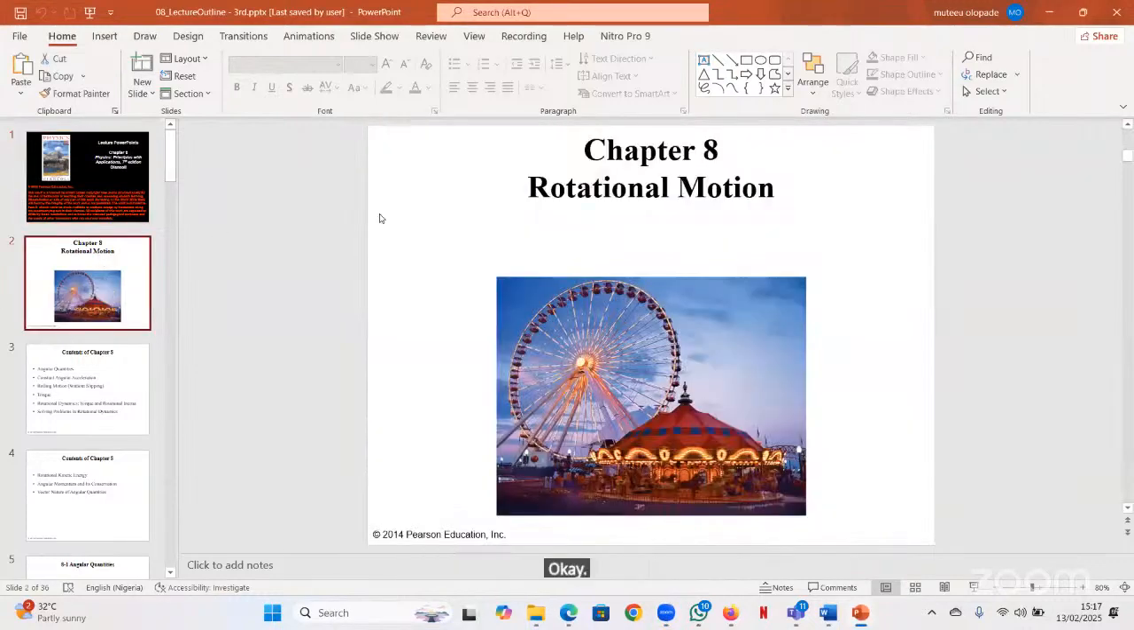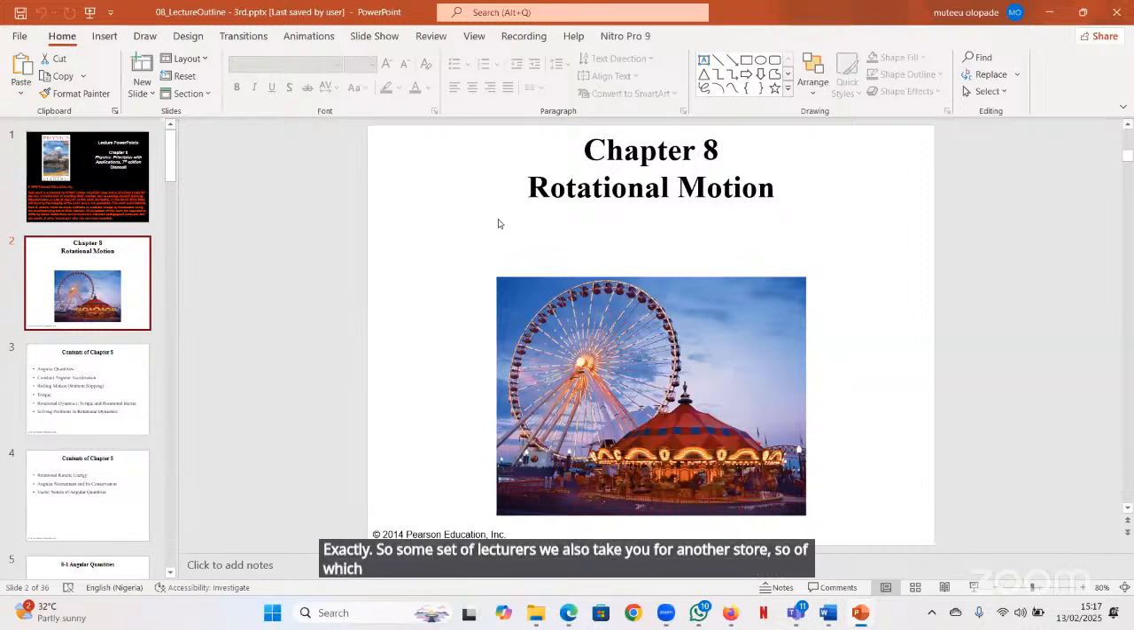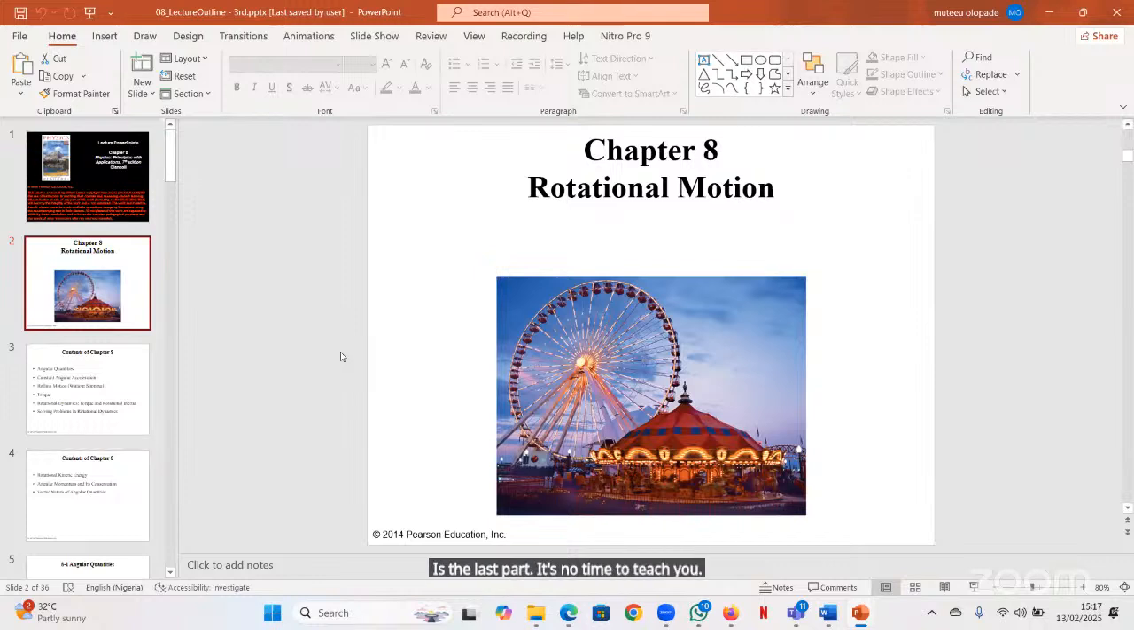Sorry, please, you skipped the gravitational part. Yes, I skipped it because it's not time to teach it. It's the last part that I'm going to teach you. Is that clear? So some set of lecturers will also take you for another topic, after which I will take you again. It's the last part, it's not time to teach it. That was why I skipped it. So what I'm to teach now is rotational motion. I hope it's clear.